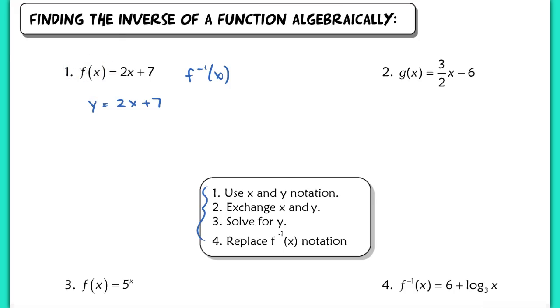Now the second step is probably the most crucial here. You have to make sure that you exchange now your x and your y. So I just write that as x equals 2y plus 7. So again, I'm just exchanging where I put the x and where I put the y.